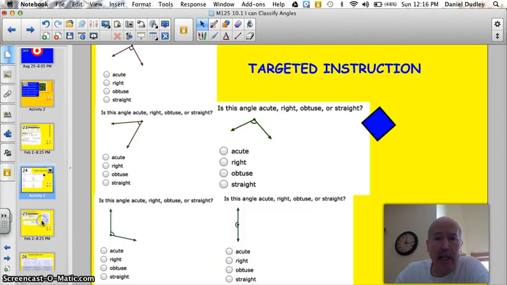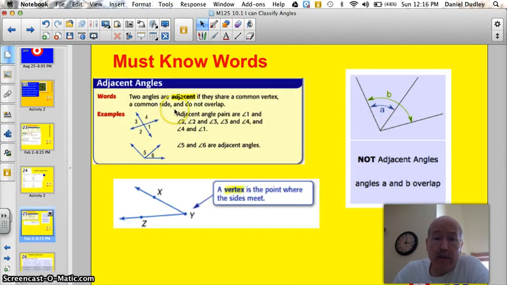We're on to our next slide. A couple new words. Just one, I guess. Adjacent. We've already talked about a vertex. A vertex is that point where two angles meet. But here's this word adjacent. And when you look at this, what this says is that angles 1 and 4 are adjacent. They're next to each other. They share this same vertex right here.